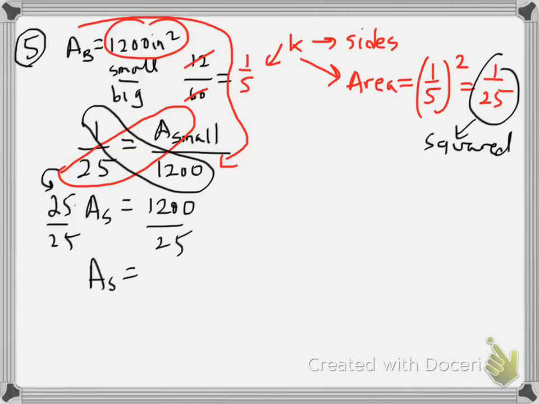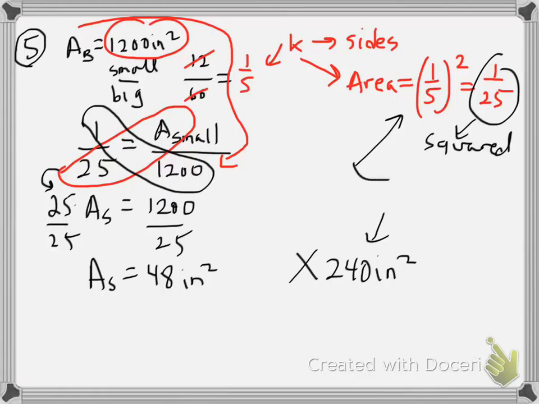48 inches squared. The most common wrong answer is 240 inches squared. And when you get that answer, it's because you forgot to square. You forgot that it's the scale factor squared. Okay, that's it.